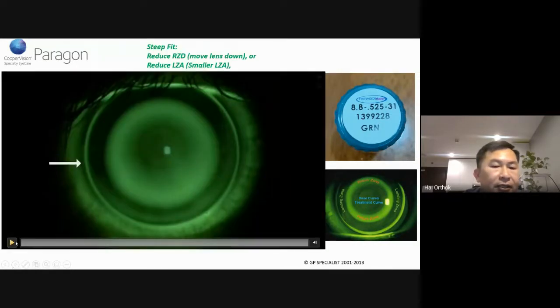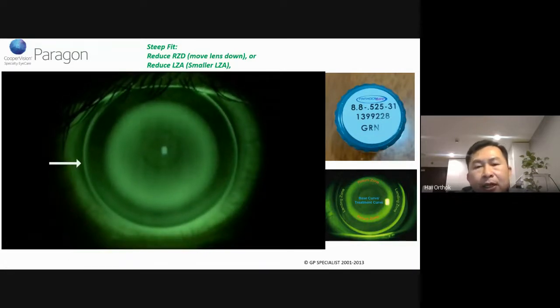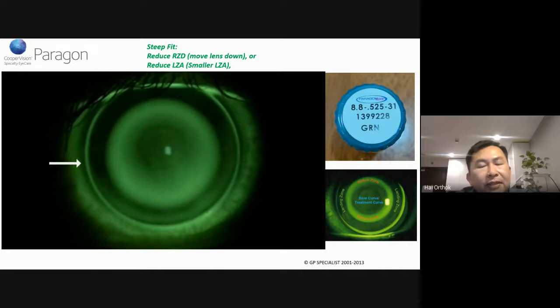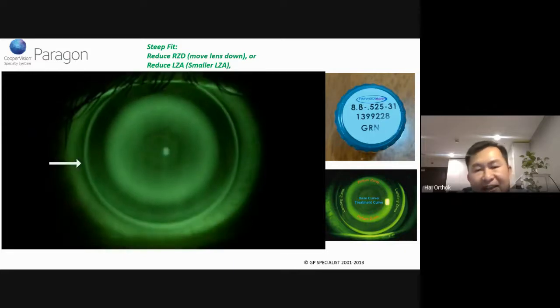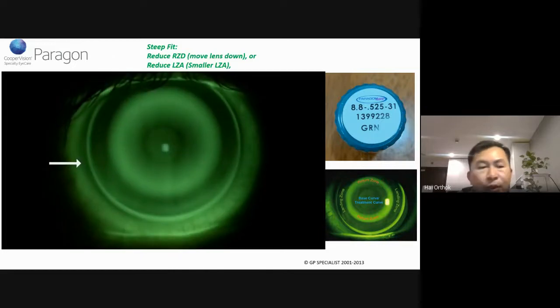And here, there's another video showing you a lens that's a steep fit. With a steep fit in the IC lens, we flatten the lens, so we reduce the alignment curve by half a diopter. With Paragon CRT, it's the same thing, but we reduce the return zone depth by half a diopter, which means moving from 525 down to 500 micrometers. So it's very much the same as the IC lens.